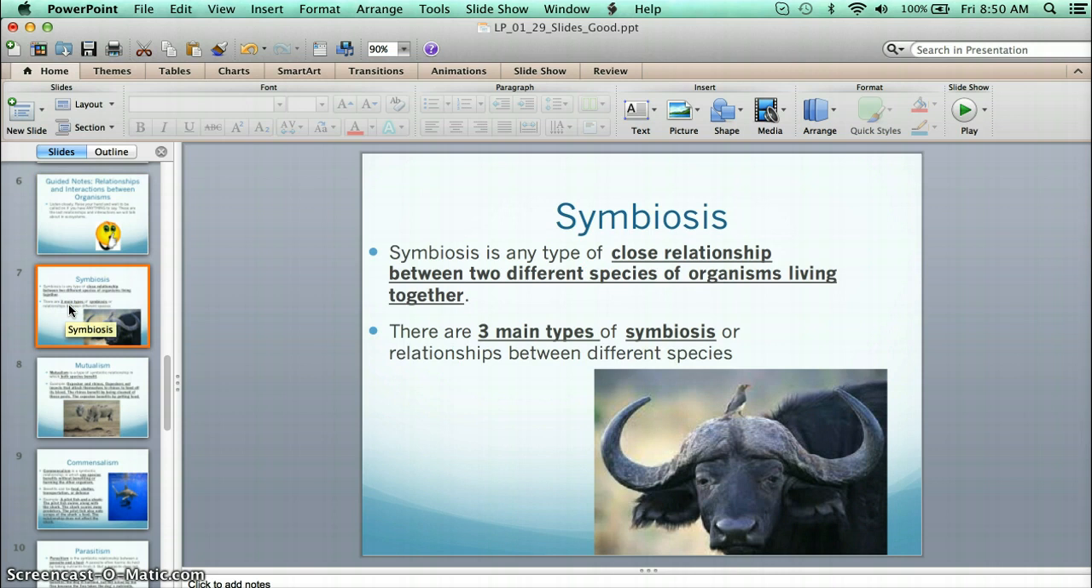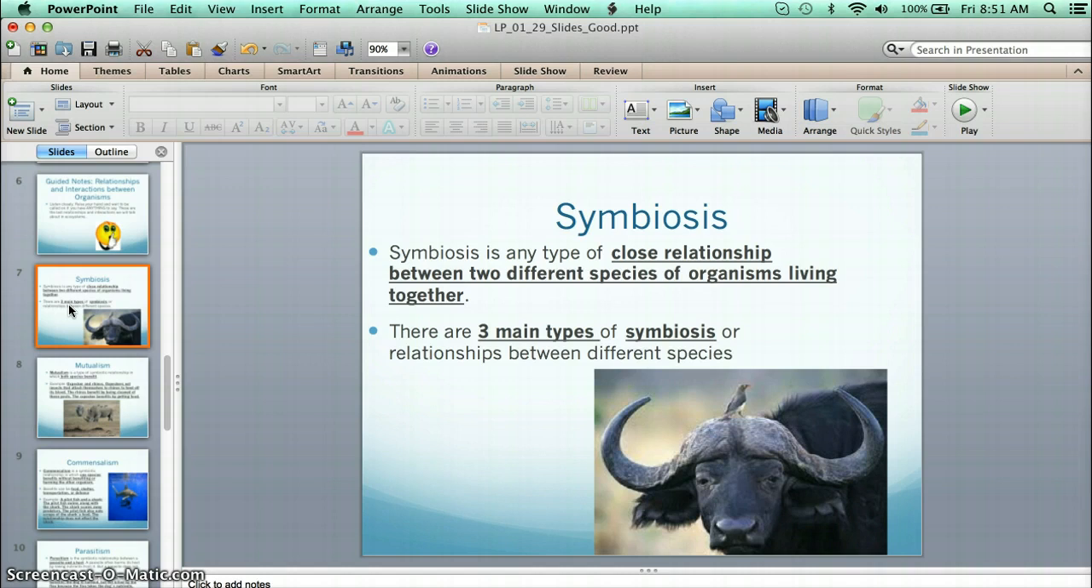The relationships that we're going to talk about today are called symbiotic relationships. Symbiosis is a new word probably for you. Symbiosis is any type of close relationship between two different species of organisms living together. So it has to be two different species. Where cooperation, coexistence, and competition could be the same species interacting, symbiotic relationships are different species. So different organisms, different animals interacting with each other. And it has to be a close relationship, so they really have to be interacting with each other pretty often.